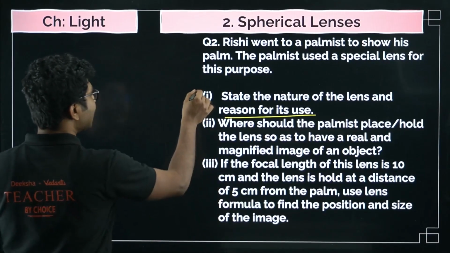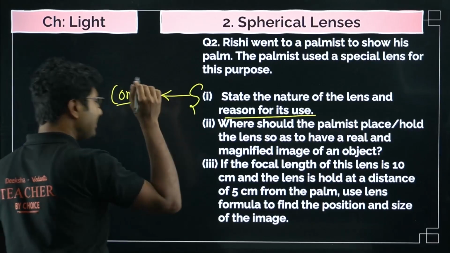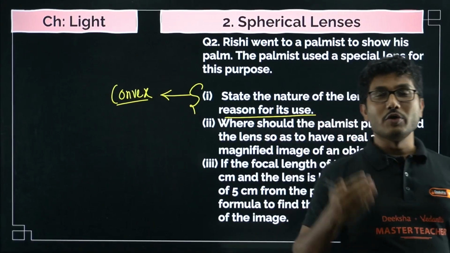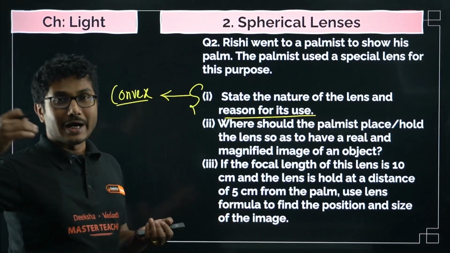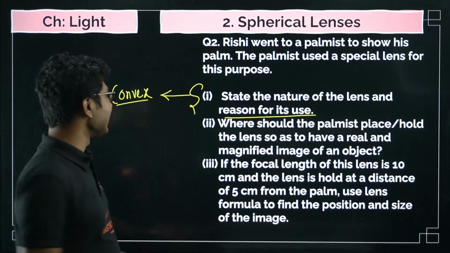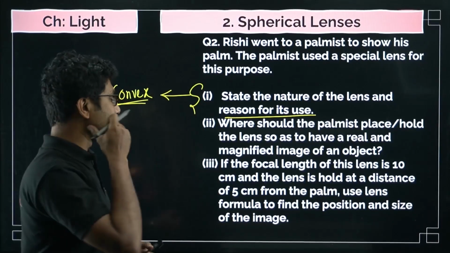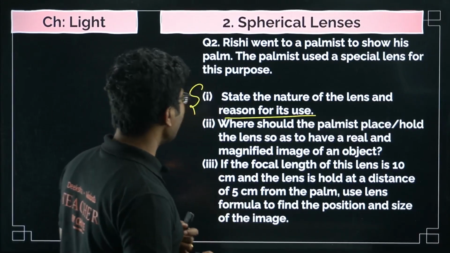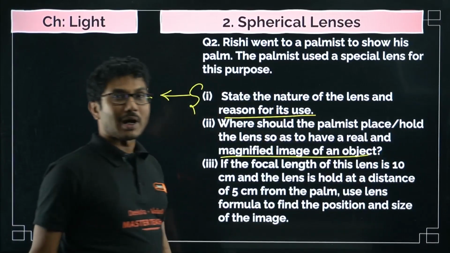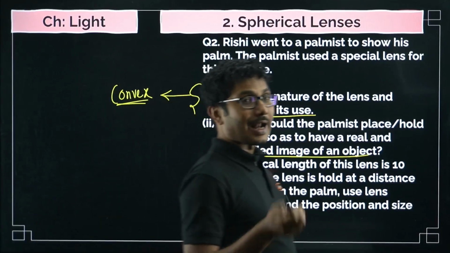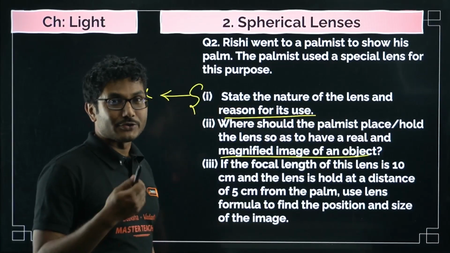The nature of the lens is basically a convex lens. It is similar to that of the concave mirror. When it is held very close to the object, it produces an enlarged virtual image that helps us to detect all the lines in the palm. So basically it is a convex lens, and at a distance less than focal length, it produces enlarged images. Where should the palmist hold the lens so as to have the magnified image of the object? Obviously we know that the palmist has to hold the lens at a distance less than the focal length, so that it can produce a magnified virtual image.